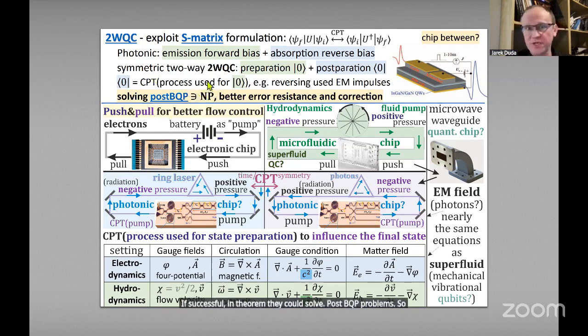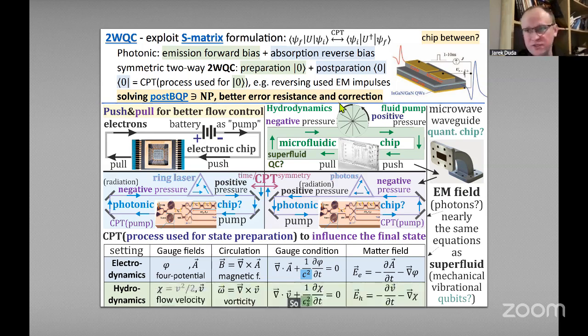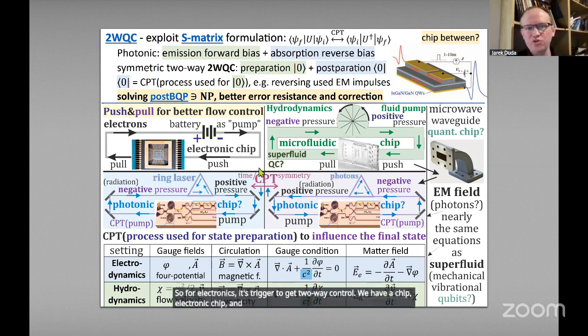Which contains NP problems. And also much better error correction. So for electronics, it's trivial to get two-way control. We have an electronic chip, and with a battery we both push electrons and also actively pull electrons. Yes, we have two-way control of the electron flow.